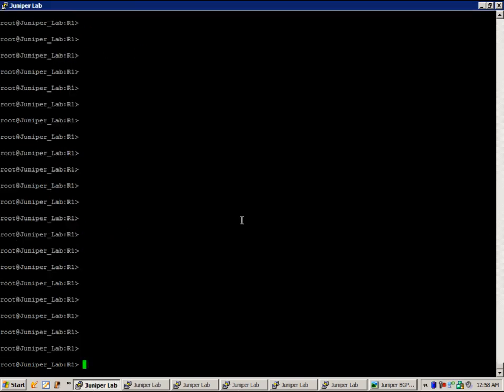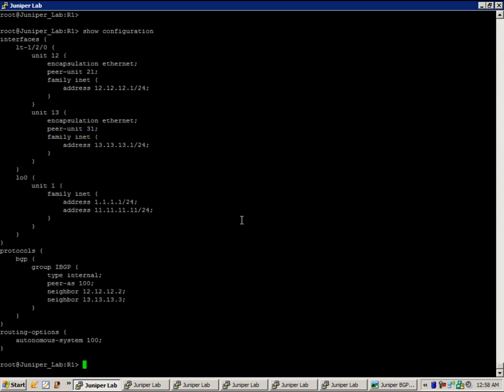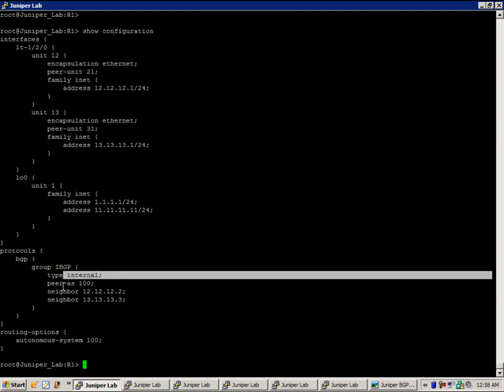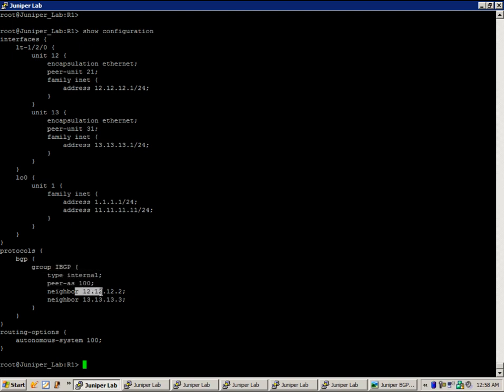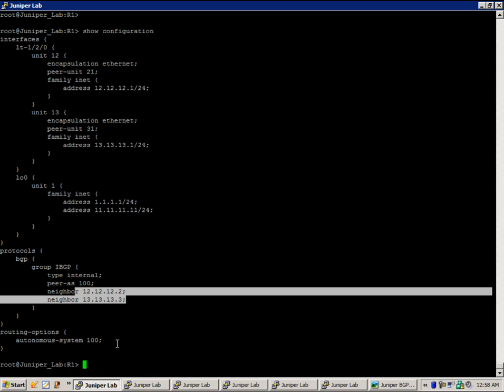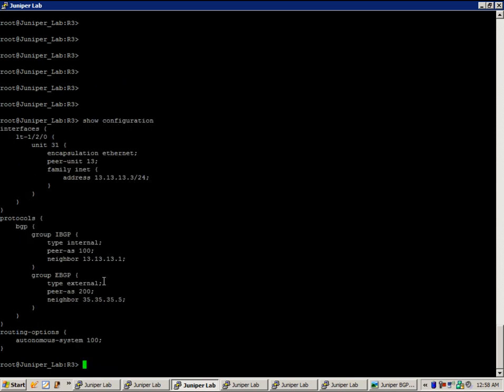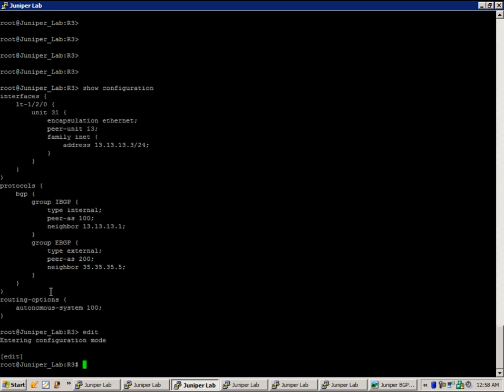We go to router 1, do a show configuration. We see that under BGP we have group iBGP, which is internal. The peer autonomous system is 100, and our neighbors are router 2 and router 3. If we go to router 3, do a show configuration, we have, well, let's do this. Delete protocols BGP group eBGP.